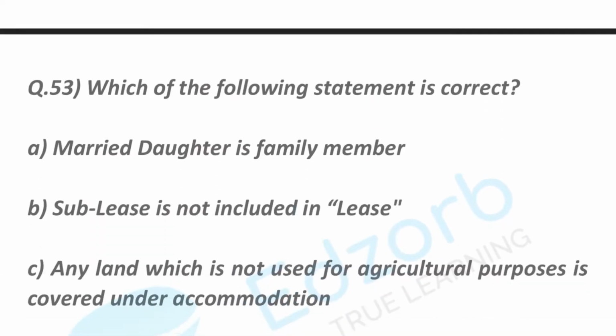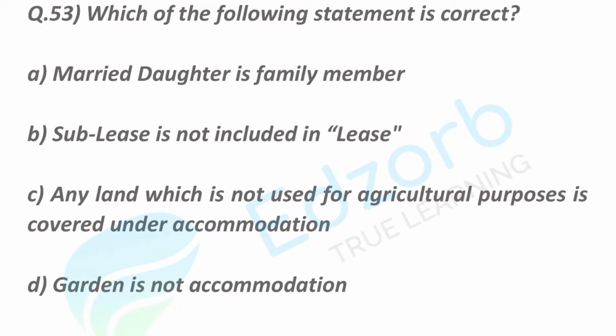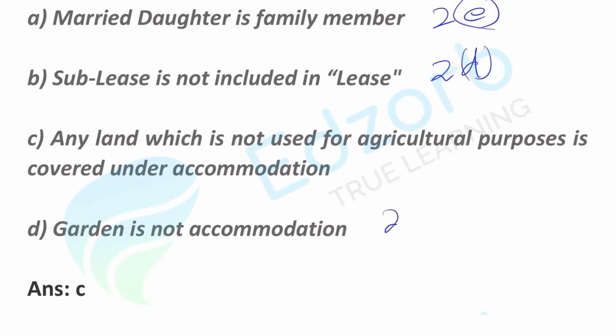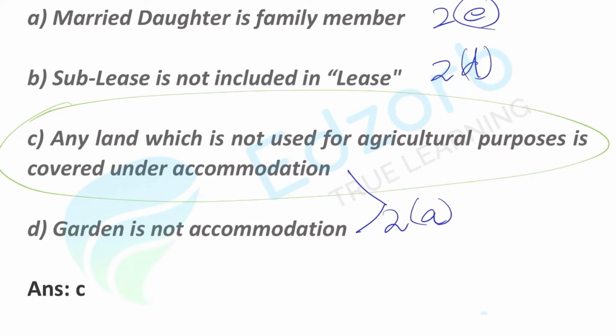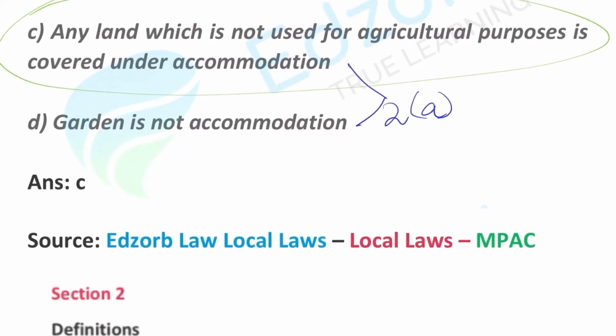Very well, it is actually exciting to see questions from the definitions. Question number 53. It is kind of something जो आपको हमेशा देखना चाहिए in every legislation, the definition section. So now look at the question, which of the following statement is correct? So 3 of them are definitely false. Now, married daughter is a family member. As per 2E, no, of course not. However, an unmarried daughter is definitely a family member. Now, a sublease is definitely included in a lease as per 2D. Further going ahead, a garden is in fact part of an accommodation as per 2A, and any land which is not used for agricultural purposes is of course covered under accommodation as per 2A. I hope you knew that.